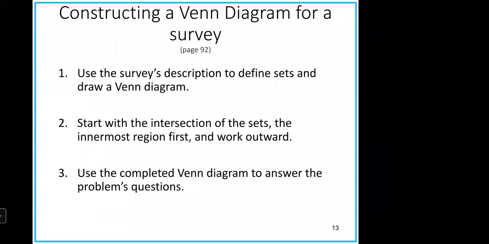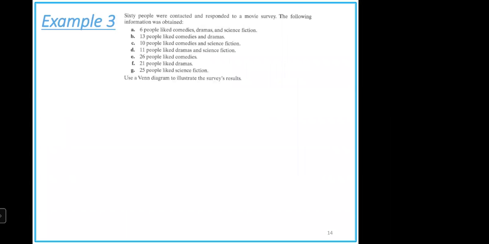Okay, so next we are looking at page 92, constructing a Venn diagram for a survey. We kind of did that just now, but at this point we're going to move on to the intersection of three circles. Basically it's the same thing. We use the survey description to define the sets and draw the Venn diagram. Then we start with the innermost region and work outwards, and then we use the completed diagram to answer questions.